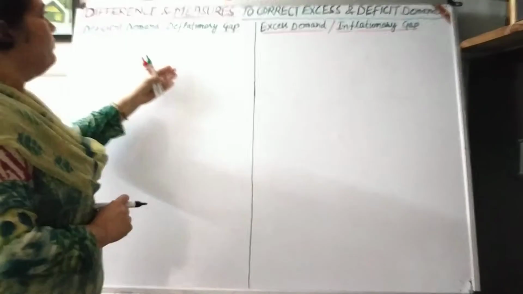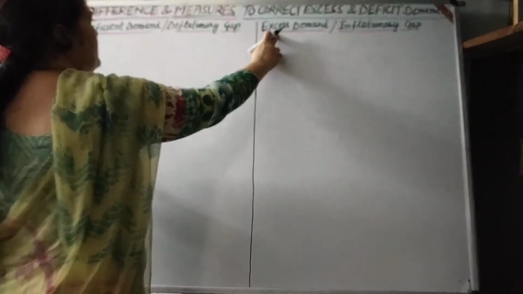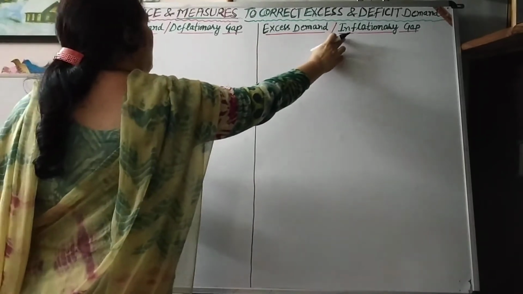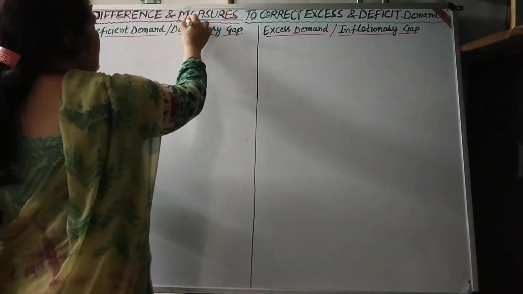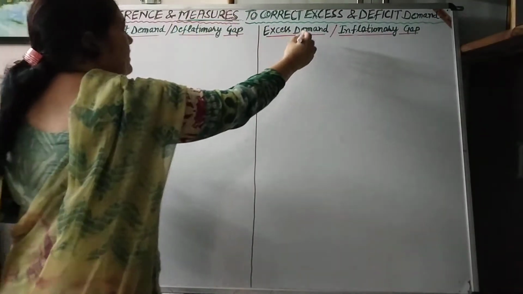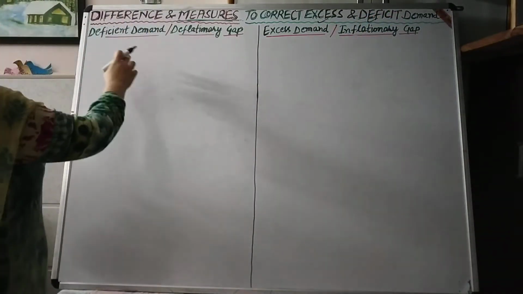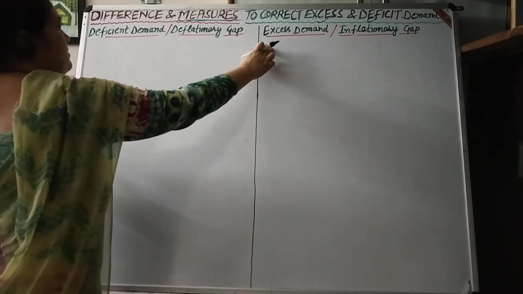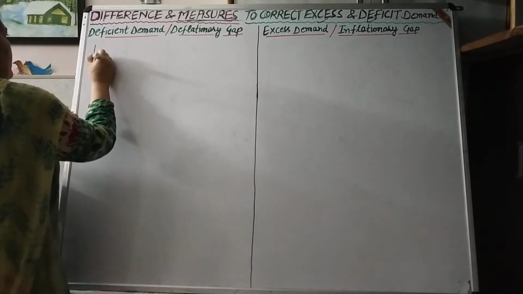In this video, we will make a difference between deficient demand or excess demand. Similarly, the difference between deflationary gap or inflationary gap. Also, we will discuss the measures to correct excess or deficient demand from the economy. So let us start with deficient demand or deflationary gap, excess demand or inflationary gap, difference with the help of diagrams.